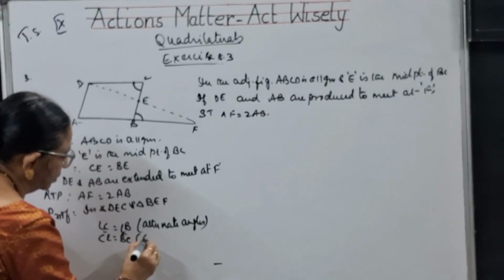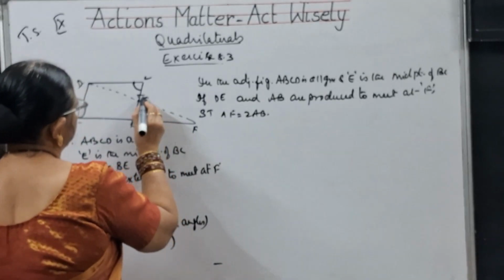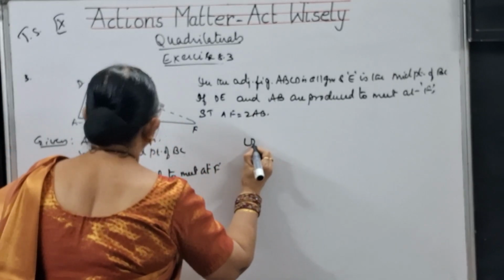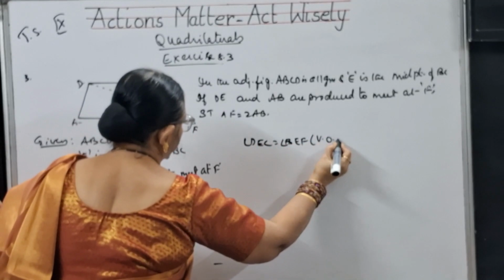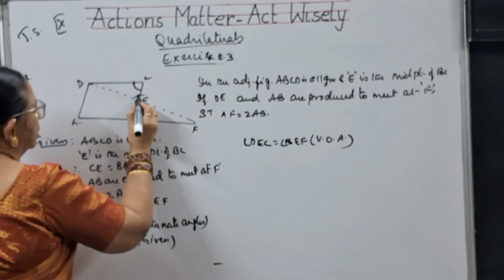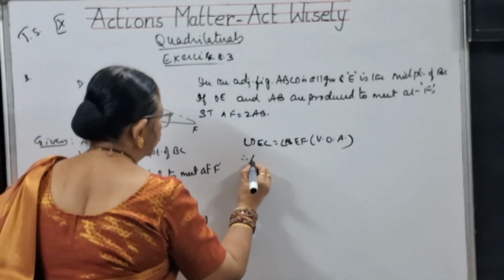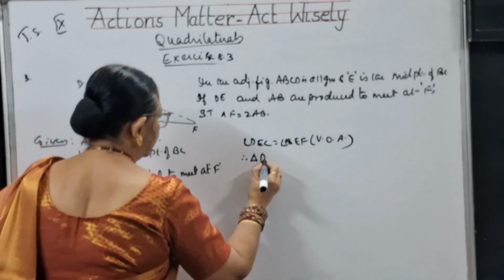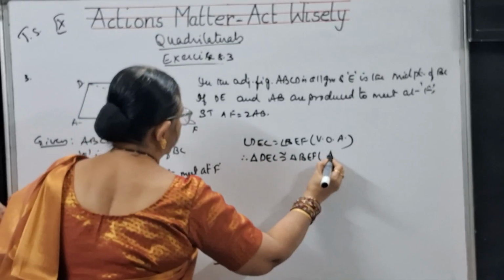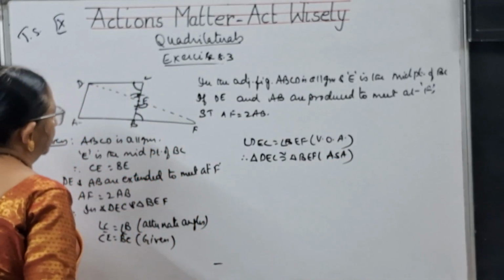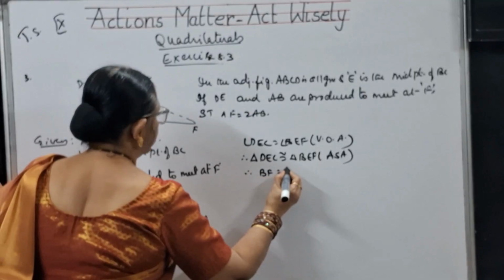And we know that CE is equal to BE. This is given to us. Angle DEC is equal to angle BEF. They are vertically opposite angles, so they are equal. So therefore, triangle DEC is congruent to triangle BEF based on the angle side angle property. When these two triangles are congruent, we can say that BF is equal to CD.